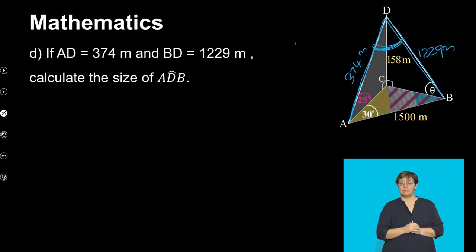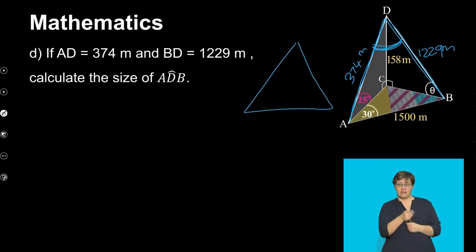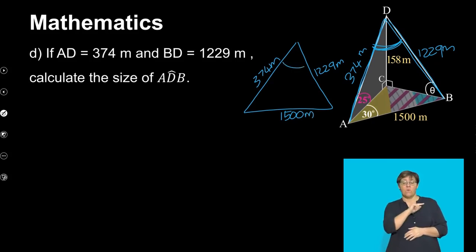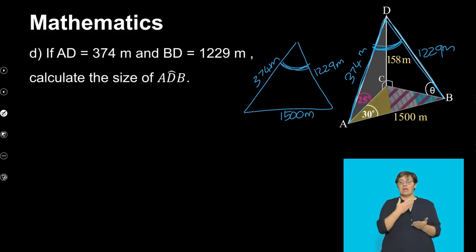So basically, we're dealing with the inclined plane like this. This one here is 374 meters. This one here is 1,229 meters. And we know that this is 1,500 meters. Because we want to find this angle, we can use the cos rule. And how can we use the cos rule? We start off with the side across the angle we want to find. So our equation for the cos rule is going to start off with 1,500 meters squared.